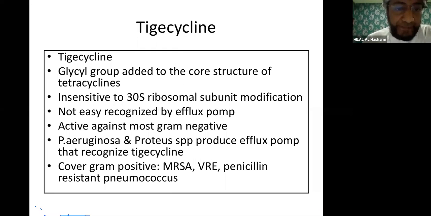Then we have tigecycline. Tigecycline has a glycyl group added to the core structure of the tetracycline. It's insensitive to 30S ribosomal subunit modification. That's why it's not easily recognized by the efflux pump, and it has very good activity against most gram-negatives, like Pseudomonas aeruginosa and Proteus, which may produce efflux pumps that recognize tetracycline. They also cover gram-positives like MRSA, VRE, vancomycin-resistant enterococcus, and penicillin-resistant pneumococcus.